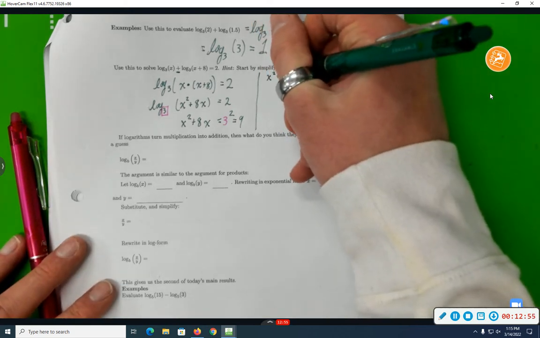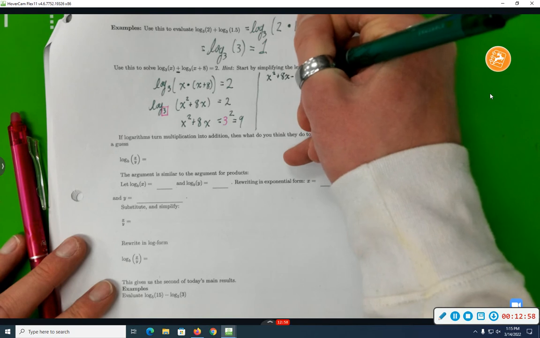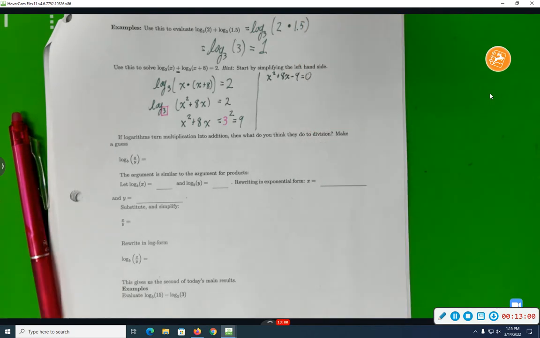X squared plus 8x minus 9 equals 0. And next. Factor, the quadratic formula. Yeah. So you said the names of two different strategies. We could factor or we could use the quadratic formula. How many people would be tempted to try to factor? How many people would rather use the quadratic formula? How many people would try to complete the square?